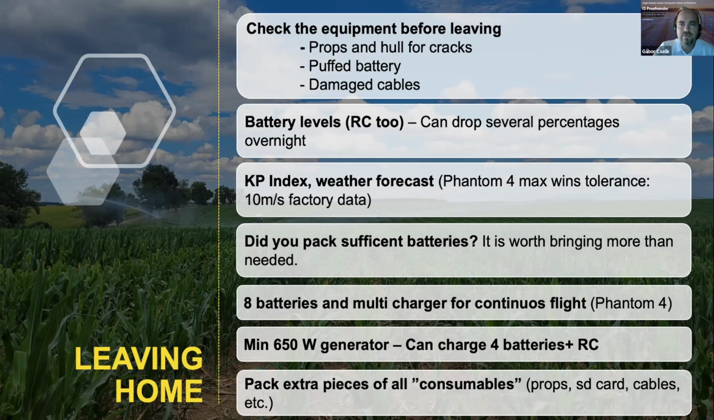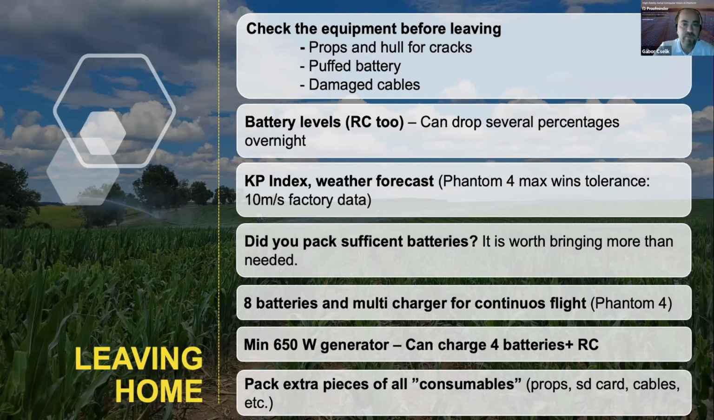And the weather forecast is also important, because the Phantom 4's factory wind tolerance, or at least what they say in the details, is 10 meters per second maximum. So if you are facing high wind, it means that maybe you are not able to finish your mission, or you have to stop for some time, and then you can lose a few hours or even a few days of work.